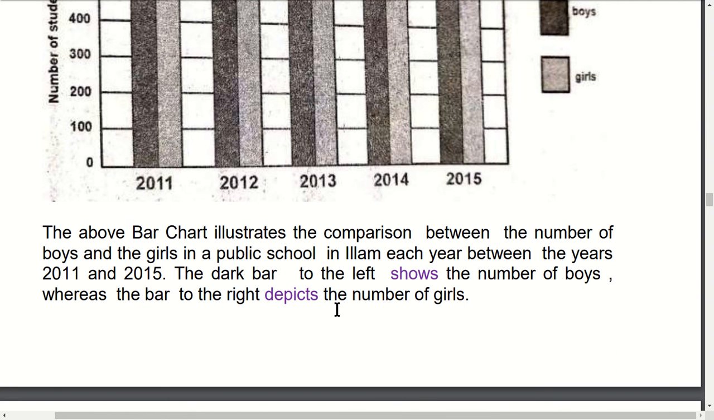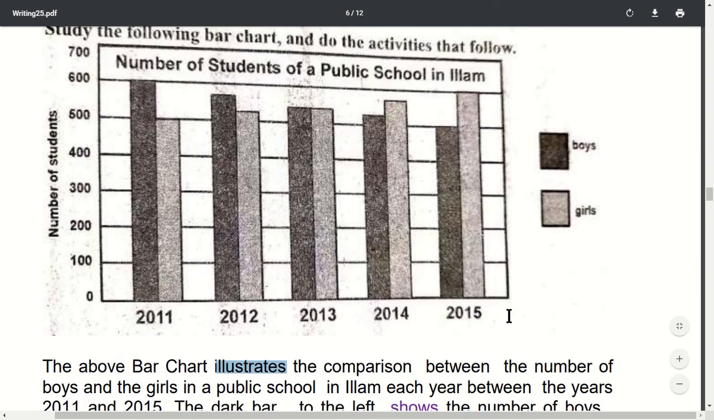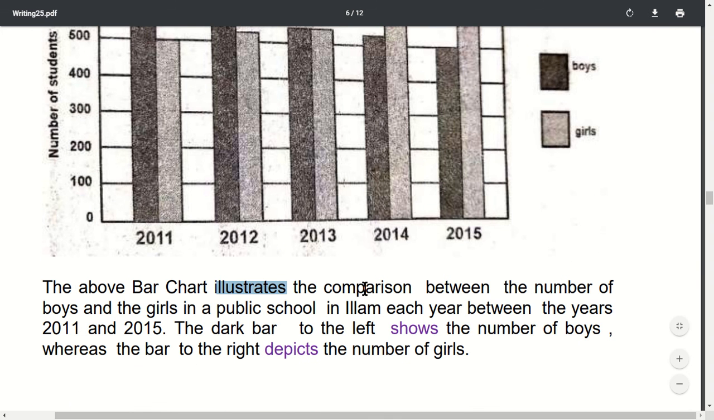The above bar chart, this is a bar graph, illustrates, and illustrate means shows. The word show has different synonyms, and when you keep saying show, it is very boring. So you have to use different words to describe such a chart. The above chart illustrates or shows the comparison between the number of boys and the number of girls in a public school in Ilam each year between 2011 and 2015.